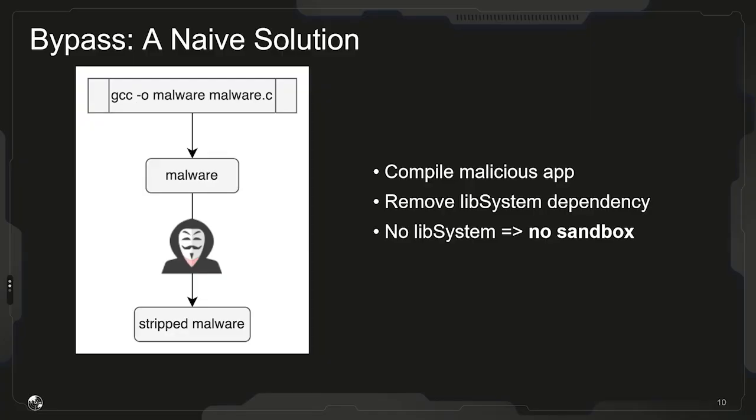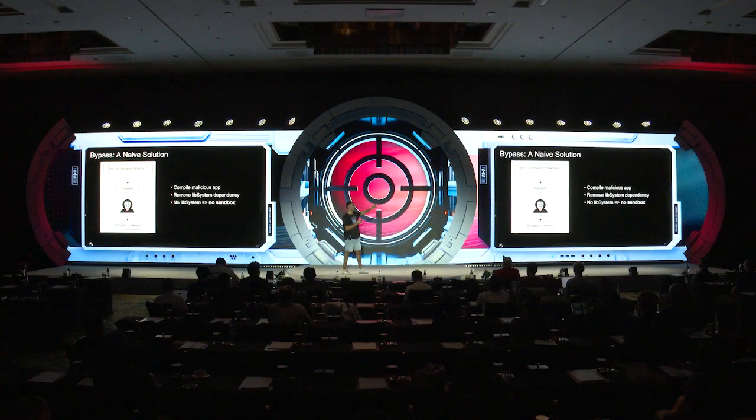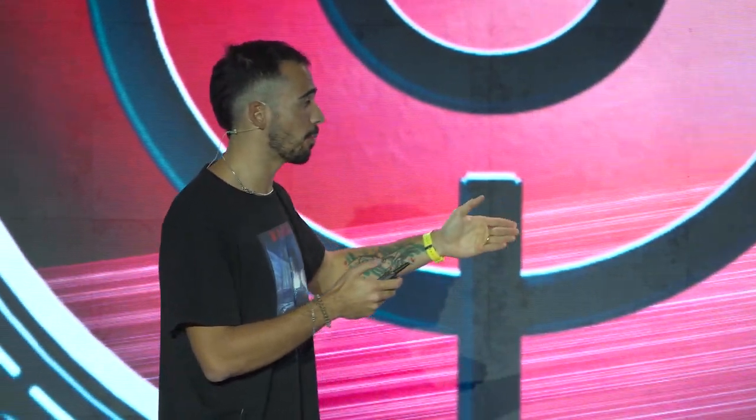We can immediately come up with a naive solution to bypass the sandbox, then. We are in control of the app, we can compile it, and then we can remove the dependency on the libsystem library, and then we have a binary that will not load the libsystem library, and therefore, there is no sandbox initialization. The binary is free to run unsandboxed.